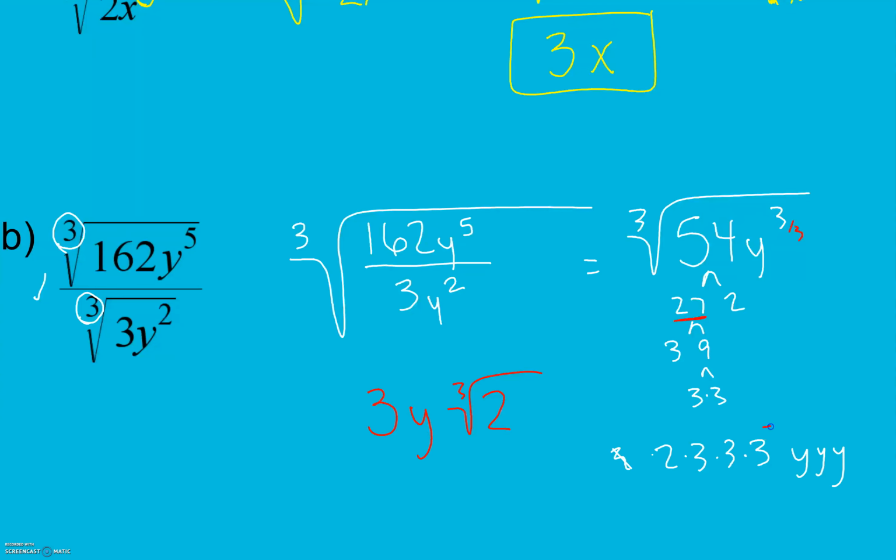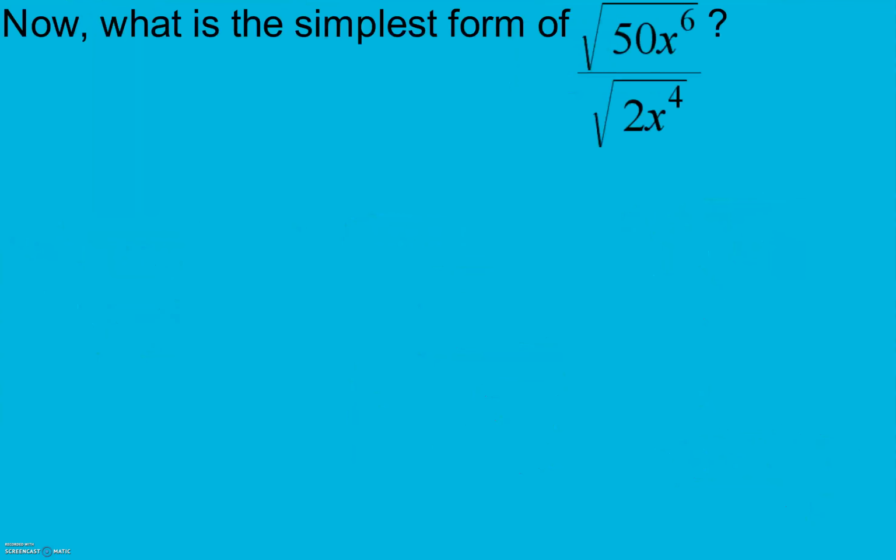If you didn't see that right away though, we can write it as our prime factors. I have a group of 3 3's, a group of 3 y's, and everything that's not in a group goes inside my radical. So we reduce them the same way that we did yesterday in the first half of the notes. We just divide first instead of multiply first. Now, go ahead and pause here and try this if you'd like.